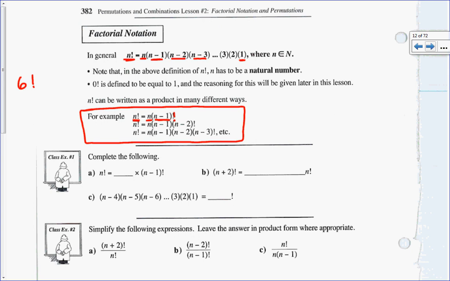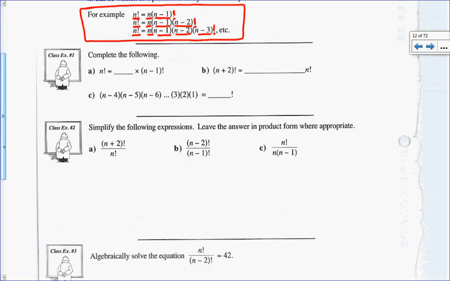Or you can go a step further and say n factorial also means n times 1 less than n times 2 less than n factorial. So it keeps going on until it gets to 1. Or n factorial is n times 1 less than n times 2 less than n times 3 less than n factorial. And on it goes. Okay? So let's see if we can try this time where some variables are involved. So n factorial means what times 1 less than n? Right, n.